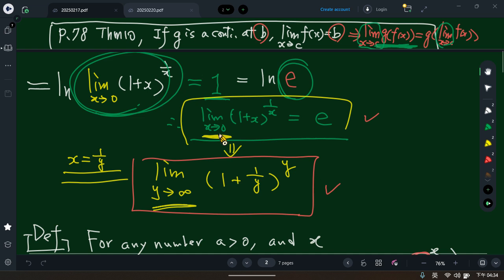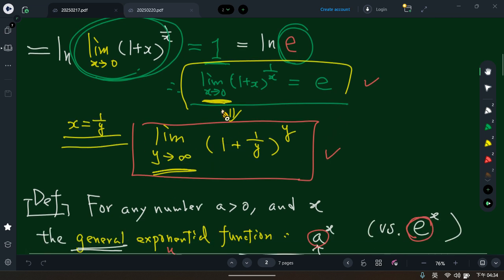As x is smaller, you can get a more accurate value for this real number e. By the way, you can also change the variable from x to y by using x equal to 1 over y. Then you can convert the whole expression to this one. If you use a very huge number for y, then you can get a better approximation for the number e.